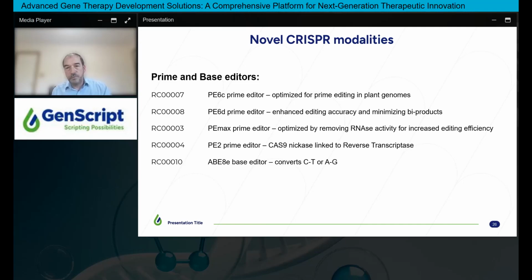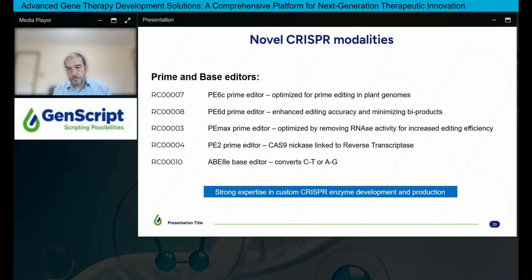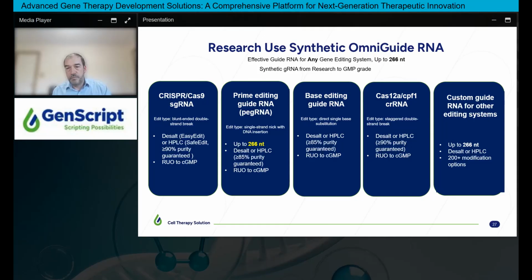We also have multiple versions of our prime editors, again licensed from the Broad Institute: P6C, P6D, P-Max, P2 prime editors. We also have a base editor that converts C to T and A to G. We also have very strong expertise in custom enzyme development and production. So if you need anything else that we are not offering at the moment off the shelf, we have done over 70 different versions of gene editing enzymes, and we can very efficiently develop and produce them for you.